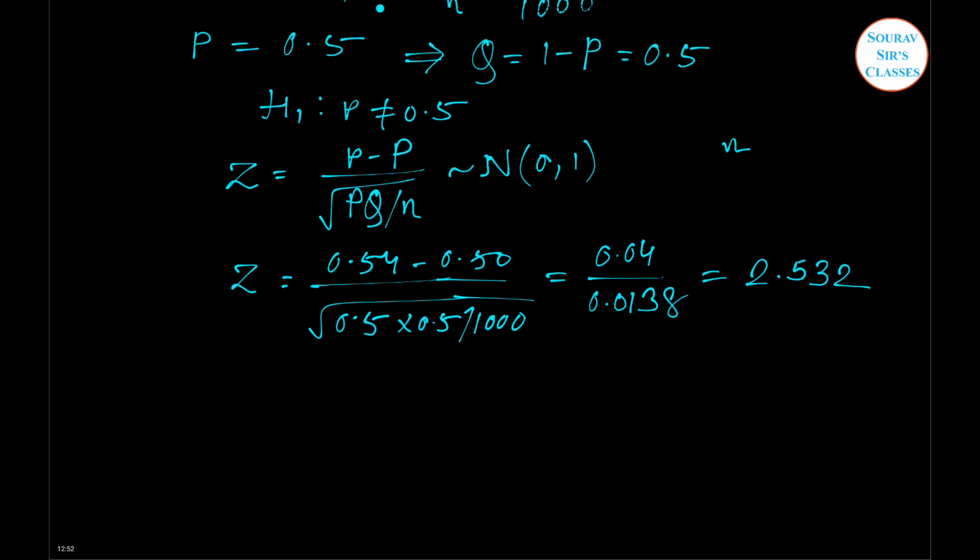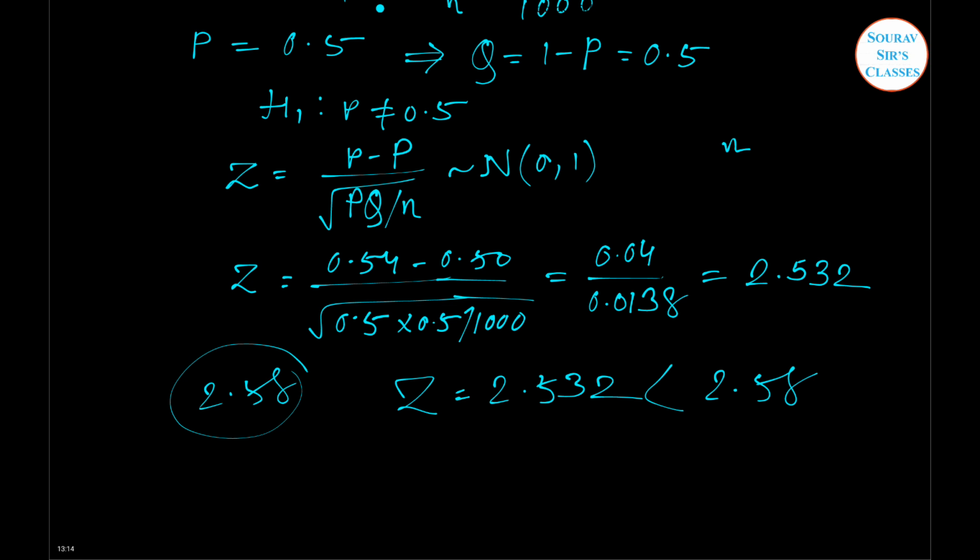Conclusion: the significant or critical value of Z at 1% level of significance for a two-tailed test is 2.58. Since computed Z equals 2.532 is less than 2.58, it is not significant at 1% level of significance. Hence, the null hypothesis is accepted, and we may conclude that rice and wheat are equally popular in Maharashtra state.